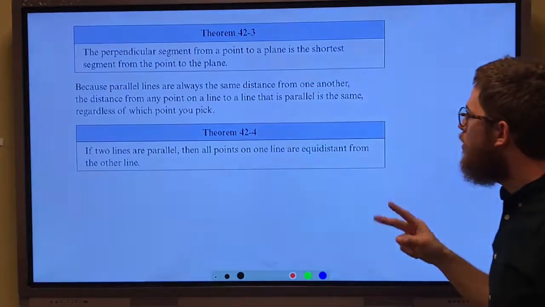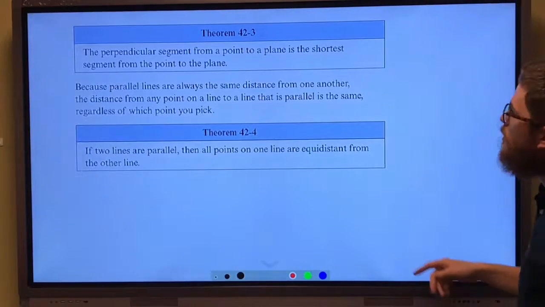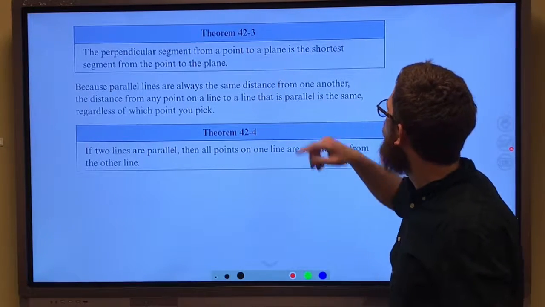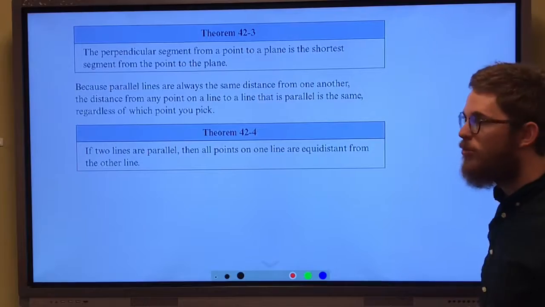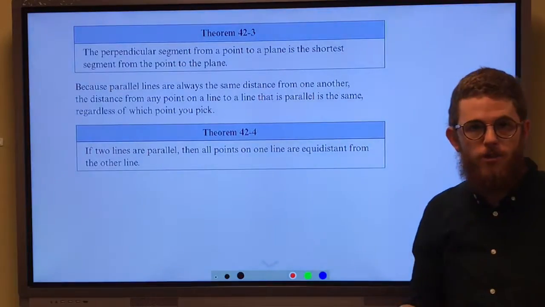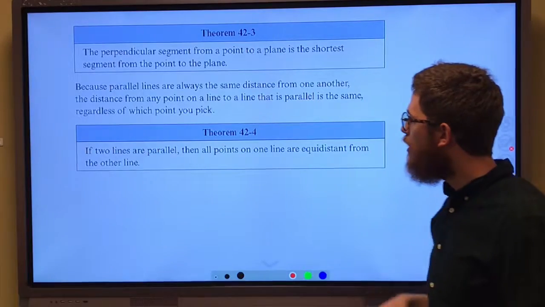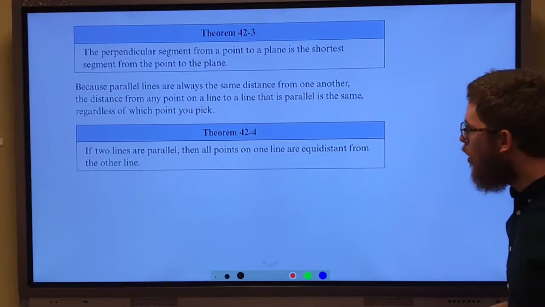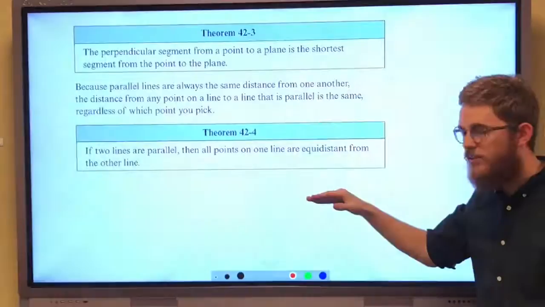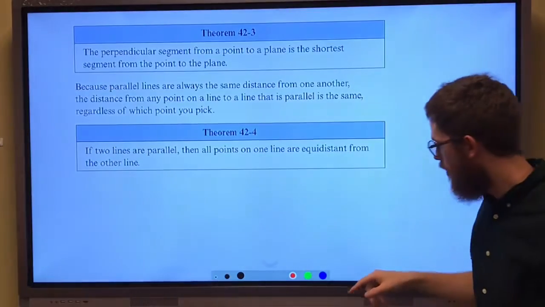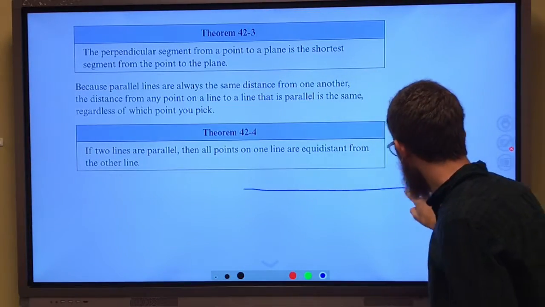So, 2 more theorems for us. The perpendicular segment from a point to a plane is the shortest segment from a point to a plane. That should follow very similar to what we just knew about a point to a line. And if 2 lines are parallel, then all points on one line are the same distance to points on the other line.